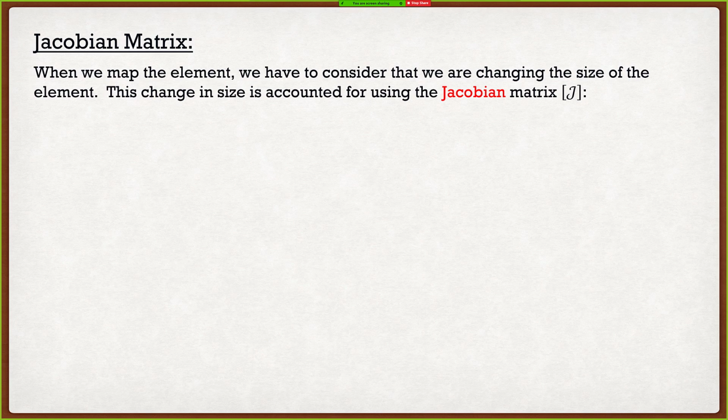The matrix is just J. I used a fancy script J because the regular J looked like garbage. You don't have to use a fancy script or anything like that. It's just the matrix J. What does this matrix look like?